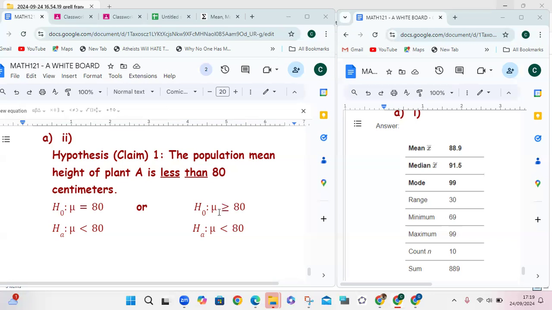Because when you look at what the null is saying here, the mean is equal to 80. And the alternative is saying the mean is less than 80. When you look at what the data is saying, the data is saying 88.9. The mean is 88.9. And according to this, none of the statements are correct because here you have the mean is equal to 80 and the mean is less than 80.